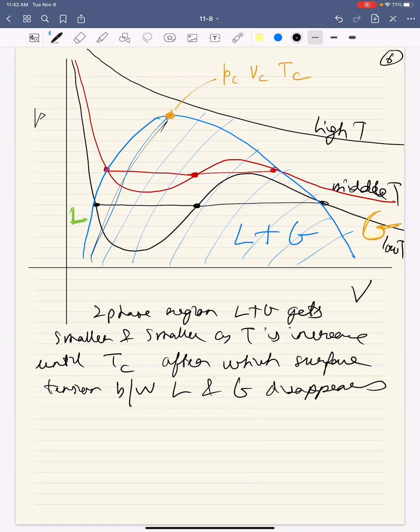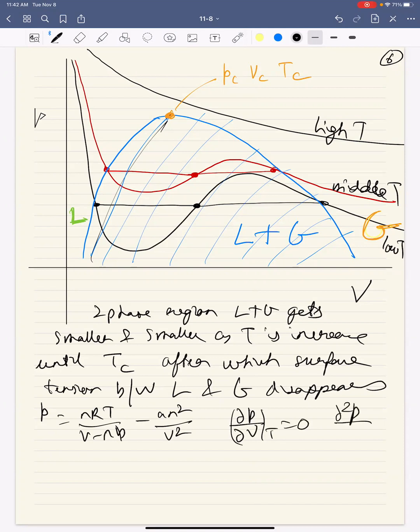We can find this mathematically, and we can do it for any equation of state. For a Van der Waals gas, we would write P equal to nRT by V minus nb, minus a n square by V square. Then we would set partial P by partial V at constant T equal to 0. Then we would set partial square P by partial V square equal to 0 at constant T. Once you solve this, you can get the answer.